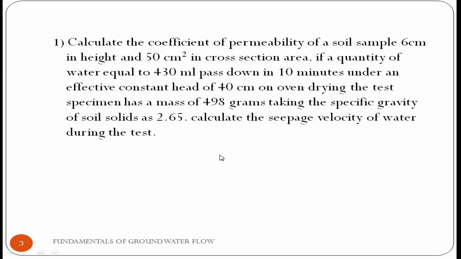So in this problem, we have to calculate the coefficient of permeability of a soil sample 6 cm in height and 50 cm square in cross section area. If a quantity of water equal to 430 ml passed down in 10 minutes under an effective constant head of 40 cm, on oven drying, the test specimen has a mass of 498 grams. Taking the specific gravity of soil solids as 2.65, calculate the seepage velocity of water during the test.